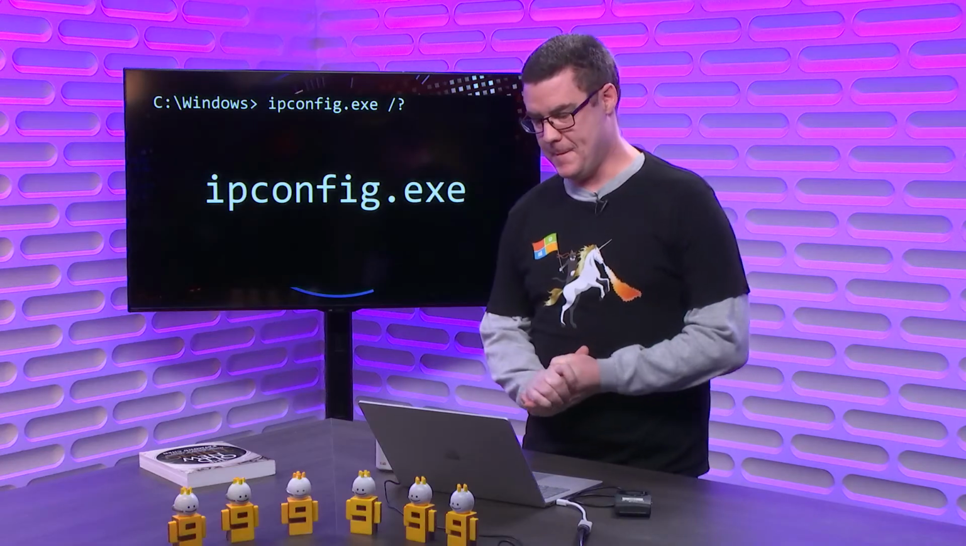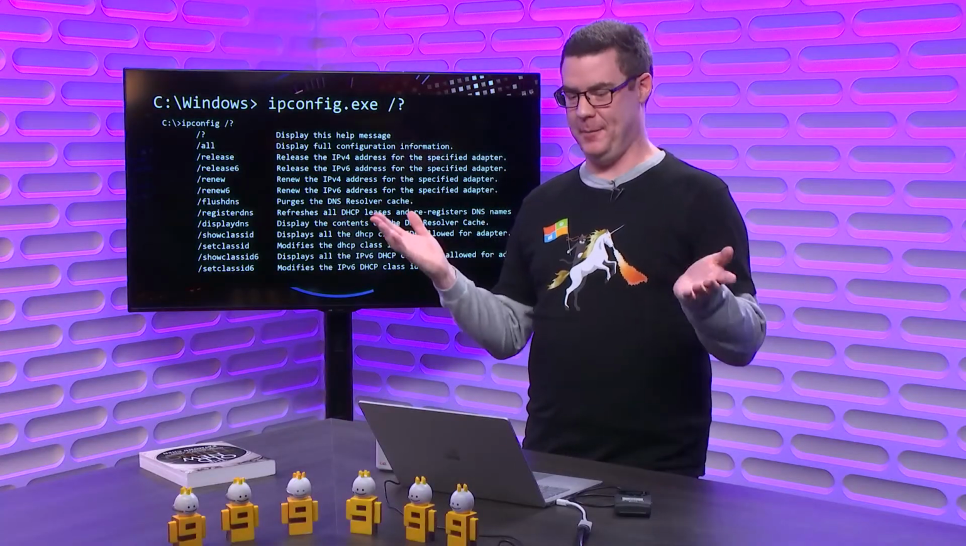Is there a /4? Close. Is there one to restrict yourself to IPv4 addresses? Is there a /Teredo? No. I think we're going to have to call this one. There is /all, which we've probably all used and forgotten about.